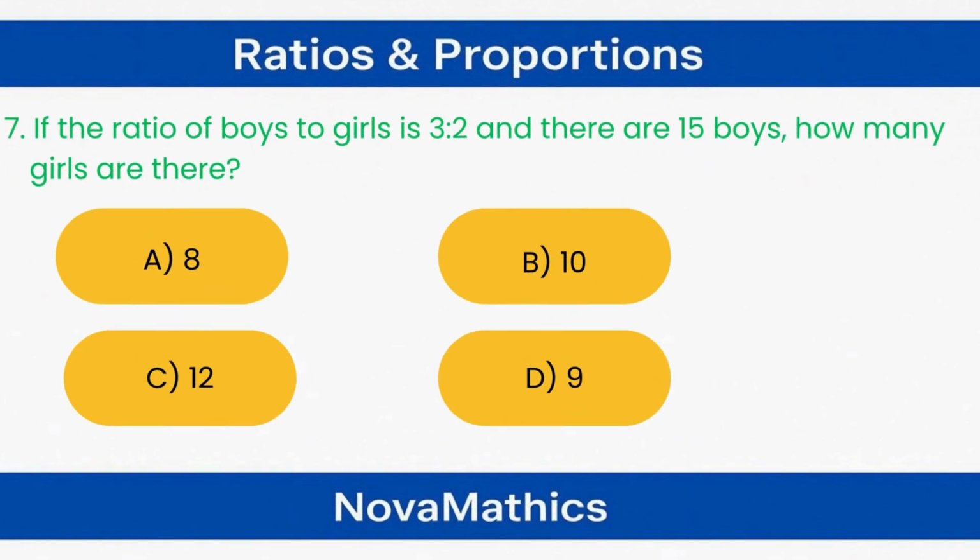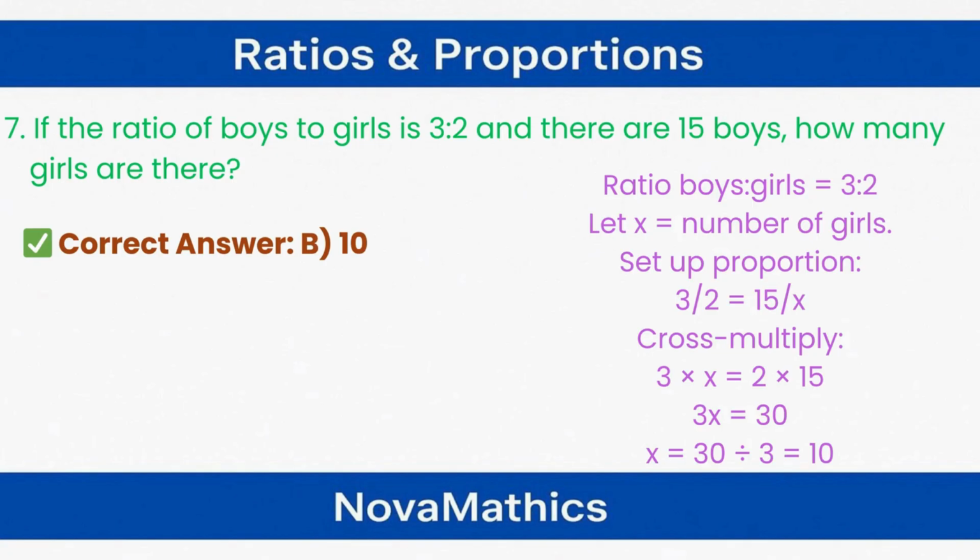7. If the ratio of boys to girls is 3 to 2 and there are 15 boys, how many girls are there? Three parts match 15 boys. 3 times 5 equals 15. So 2 times 5 is 10 girls.